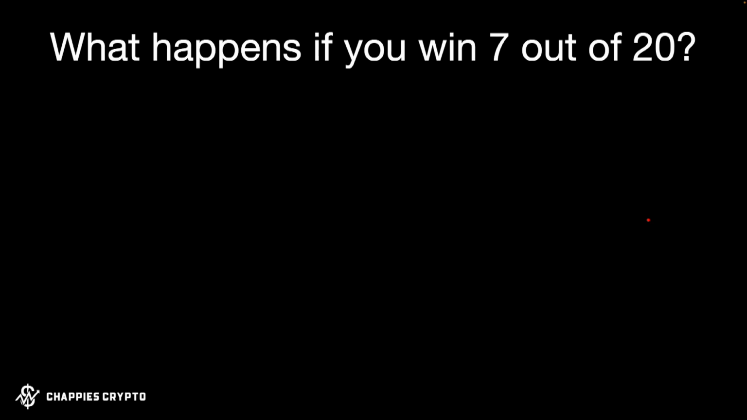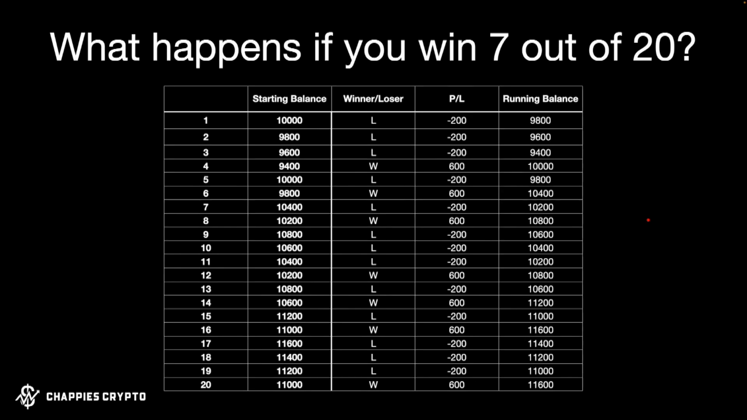But what happens if we use the same concept, still working for a 1 to 3, but this time we've actually won 7 out of 20 trades. So rather than a break-even rate of 25%, what happens if we win 7 trades? Well, look at the difference here, massive difference. The only difference being is that this time we've won 7 trades out of the 20. Account balance there is $11,600.